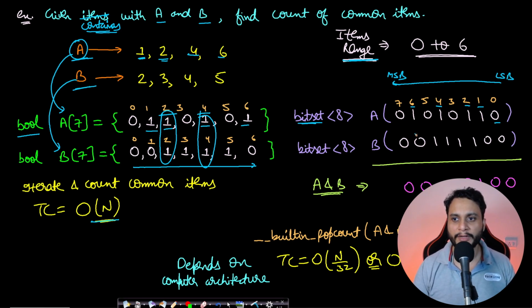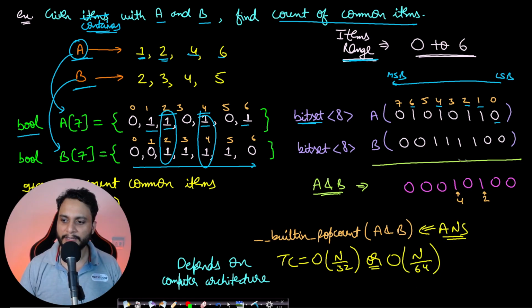Now if you want to find out the count of common items, you can just take a bitwise AND between A and B, and the set bits will only be present at those positions wherever you have set bits in both. Okay, so simply you can find it out using the built-in popcount which is present in the C++ library, or you can just iterate over it and find the set bit count.